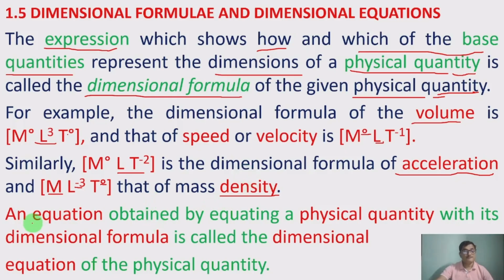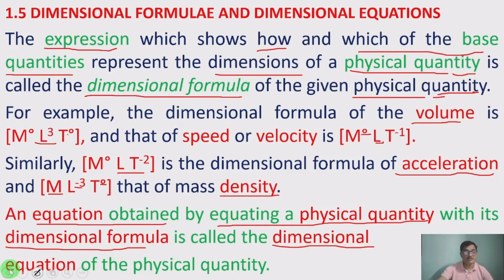And now we can say that an equation obtained by equating a physical quantity with its dimensional formula is called the dimensional equation of that physical quantity. Here the dimensional formula we have taken for the different physical quantities, if we equate this with the physical quantity symbol, that equation we are going to have is called a dimensional equation.